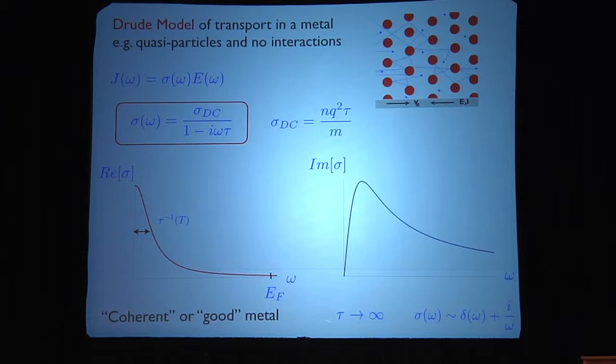And let's just point out this fact that if tau goes to infinity, just taking the limit of this conductivity, then you'll recover the delta function plus this i/omega response that I mentioned before. So I'm going to come back and compare and contrast this example.